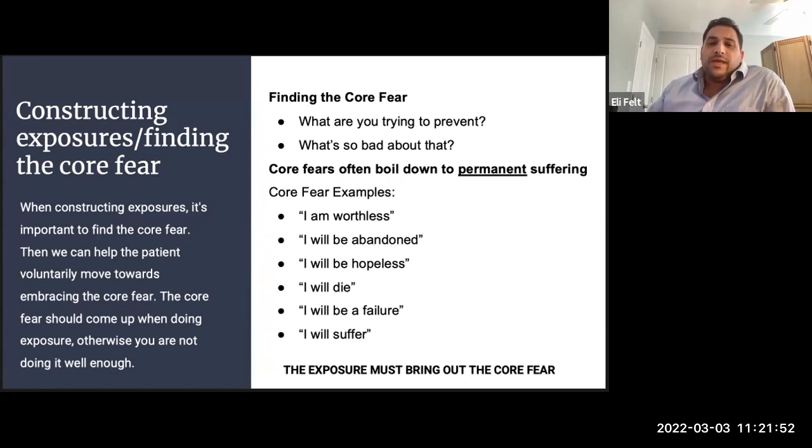So if you find the core fear, then you don't have to play whack-a-mole, which is great. You can go straight to the source, and that'll have a domino effect on all of the specific compulsions that the person's doing.